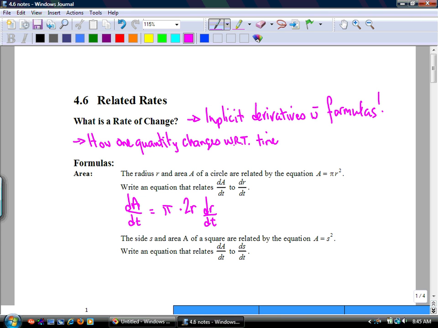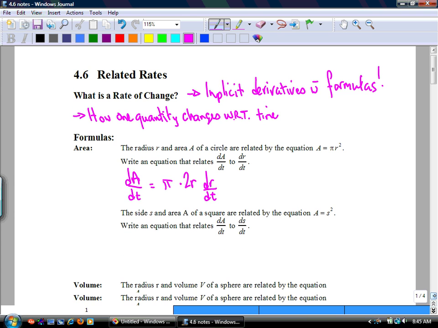Side s and the area A of a square are related by the equation A equals s squared. Write an equation that relates the rate of change of its area to the rate of change of its side length. dA/dt equals 2s ds/dt.